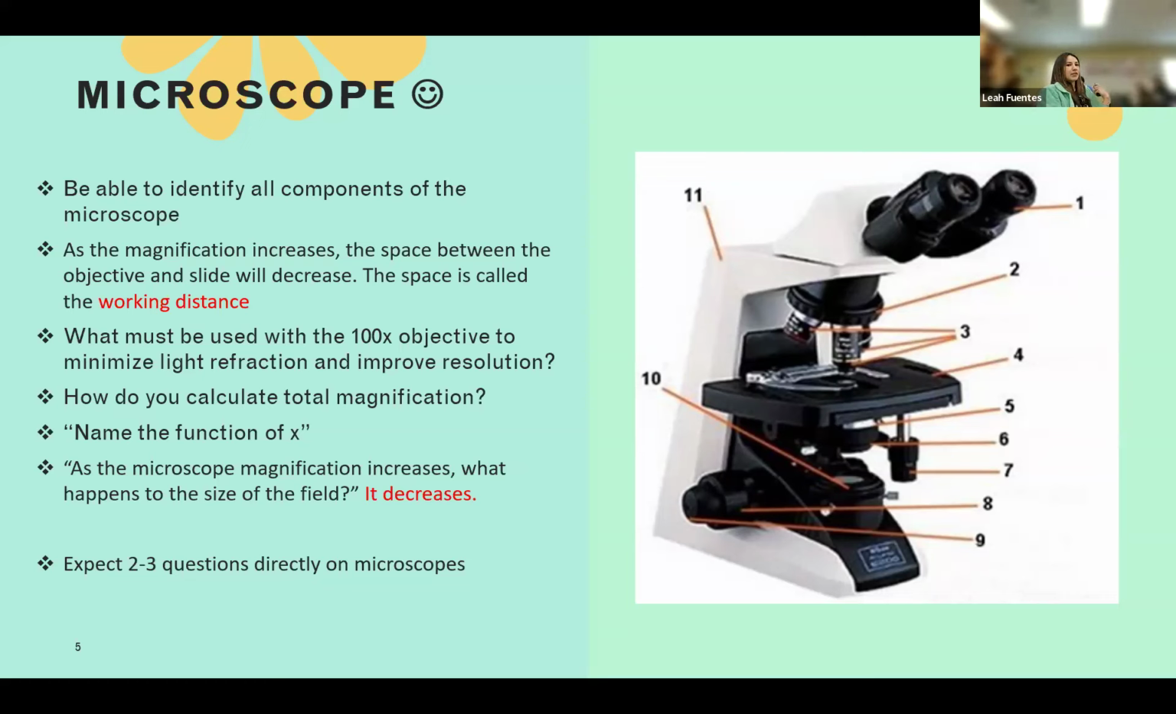Any questions about microscopes? The big thing is going to be being able to identify the parts of the microscope and then total magnification. Total magnification will 100% be a question. So again, your answer should be 40, 100, 400, or 1,000. Anything other than that, probably wrong. No.